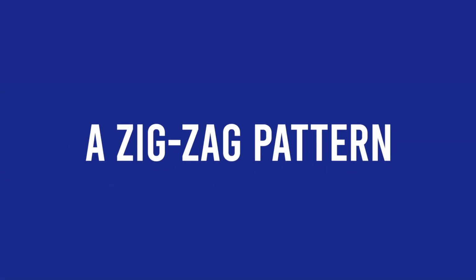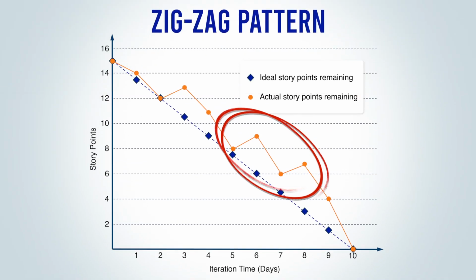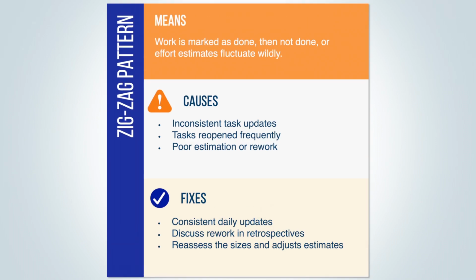Number 3, a zig-zag pattern. This means that estimates of effort are fluctuating wildly, maybe because work is being marked as done, and then unmarked as done because it needs further work. The primary cause for this is likely to be inconsistent work updates, or maybe tasks are being reopened frequently, possibly because of a frequent need for rework.